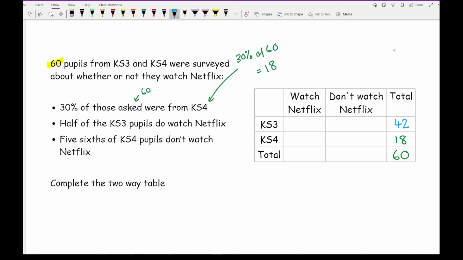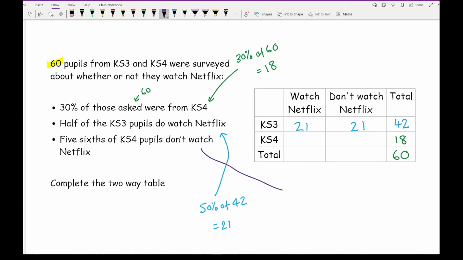It then says that half of the Key Stage 3 pupils did watch Netflix. So what I then need to do is 50% of 42, which is 21. So these two numbers here are going to be 21 and 21. Now for this last bit, it then says that 5/6 of Key Stage 4 pupils don't watch Netflix, which again I hardly believe is going to be the case. But let's have a look at the numbers.